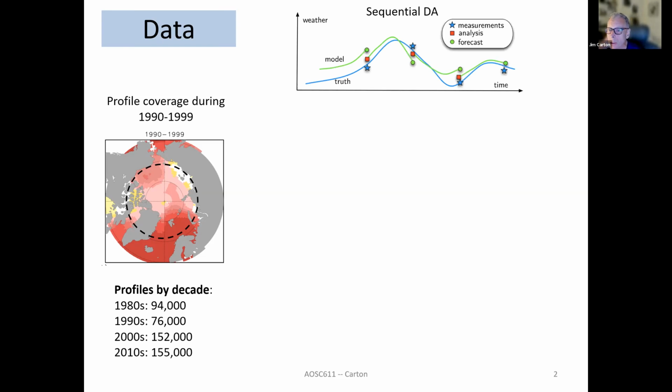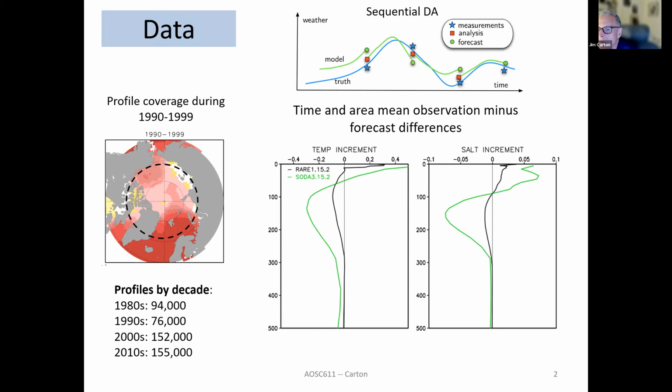The data assimilation used in RARE is the same as the data assimilation used in SODA. So it is sequential. That means that we carry out a series of short forecasts. We compute differences between the observations and the forecast fields. The gridded version of these differences we call the analysis increments. And we collect all that analysis increment data, or if you like, misfit data. And the accumulated misfits tells you a lot about how good your analysis system is, how far off from the observations you are.